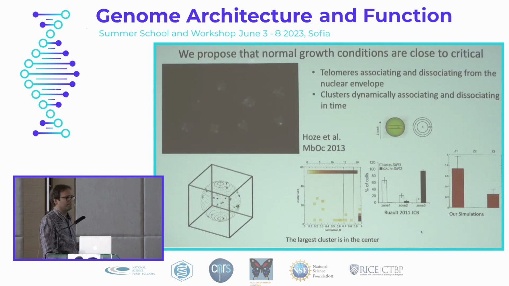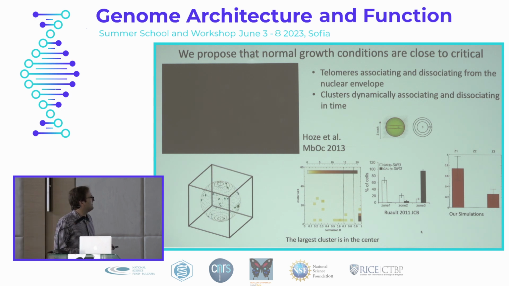And the result is that so far we propose that the normal conditions are close to critical. That's in fact the only way to reproduce some other modeling results by molecular dynamics, like we are doing: telomeres should associate and dissociate from the nuclear envelope and should cluster dynamically in time. If you go to a very strong interaction, telomere association will be stable. If you go to a very low interaction, there will not be any telomere association. So to have this kind of dynamical association, you need a critical condition.